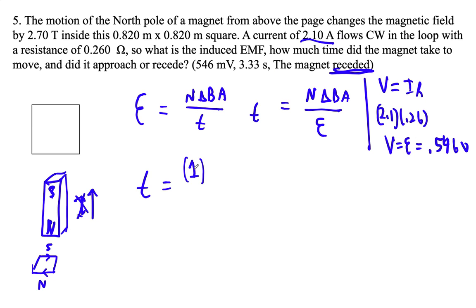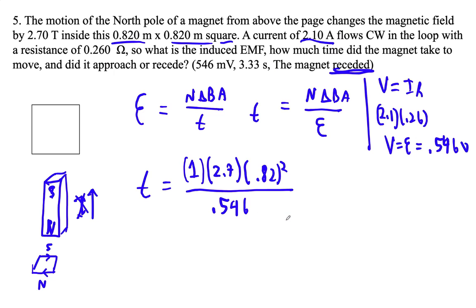So we've got one. Our change in magnetic field is 2.7 teslas. Our area is 0.82 squared. And then we can divide that by 0.546 volts. NBA. Yes, I think this might be the right answer. Okay, so 1 times 2.7 times 0.82 squared divided by 0.546.